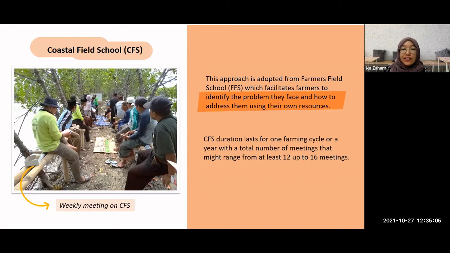And one CFS lasts for one farming cycle, where we help them to have a more sustainable practice from the preparation of the farming cycle until the harvesting of the aquaculture they have. Normally the meetings range from 12 up to 16 meetings. More detail about this CFS program will be delivered by my colleague Ratna later on.